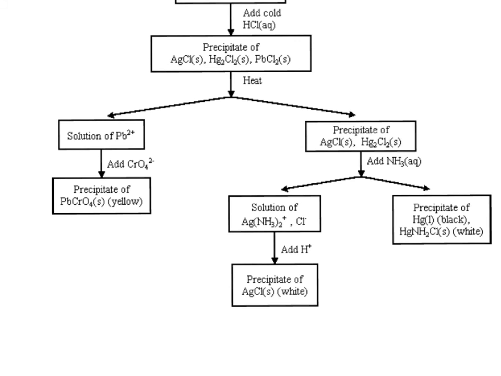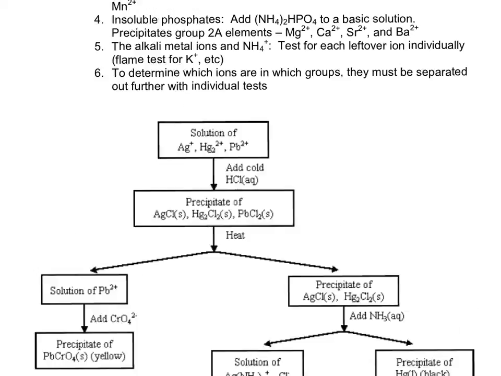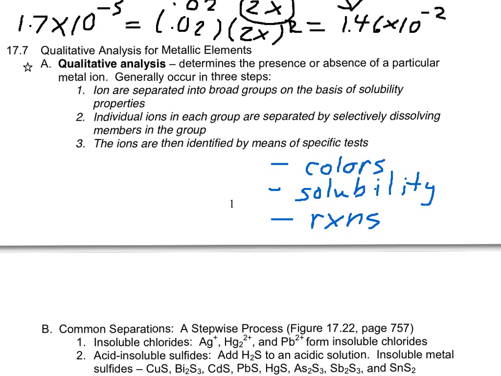But again, those three things, color, solubility, reactions, that's going to get you through most of it. So I wouldn't spend a ton of time memorizing and learning a whole bunch of this type of selective precipitation stuff, because it just isn't going to show up too often.